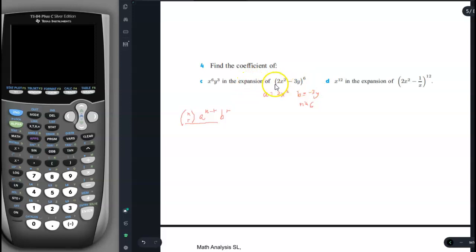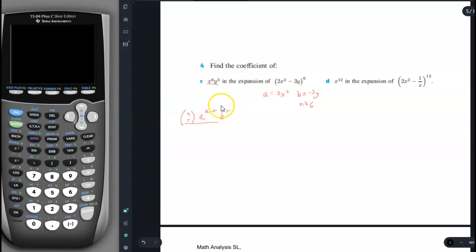If you expanded this, you would have 7 terms, right? We're not expanding the whole thing. We're going to be smart about it. We're going to use algebra. They tell us that the term they want is the one that has x to the 6th, y to the 3rd, and we don't know if that's the 2nd term. We don't know if it's the 5th term.